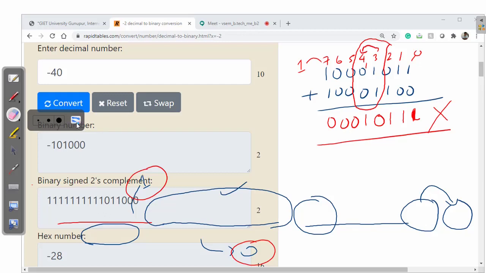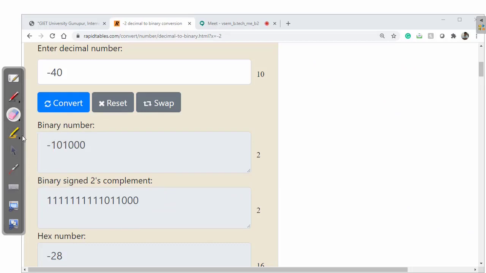Just confirm with me, guys, if it is clear. Okay, I hope it's clear to everyone. Now I'll erase and move to the next flag. What was the next flag?